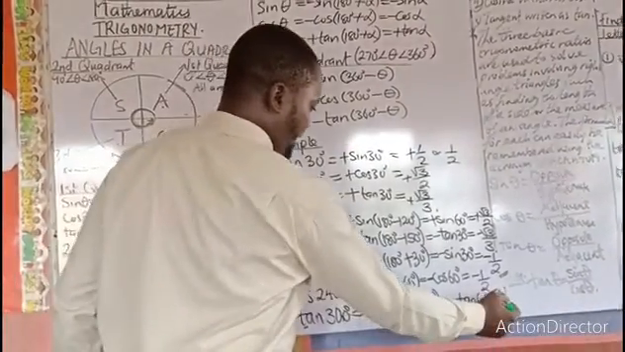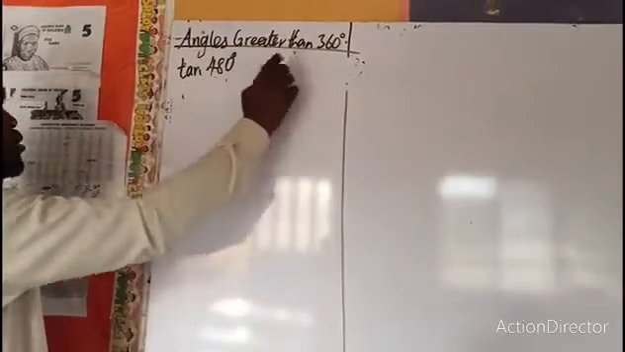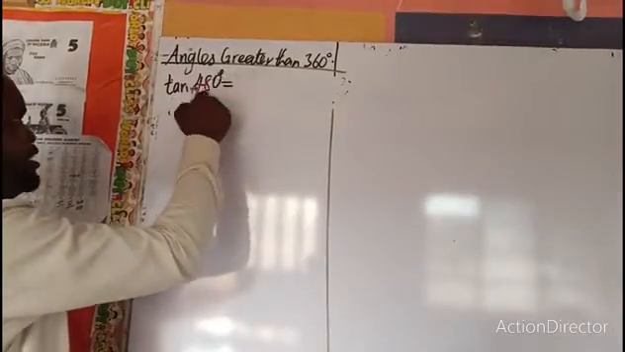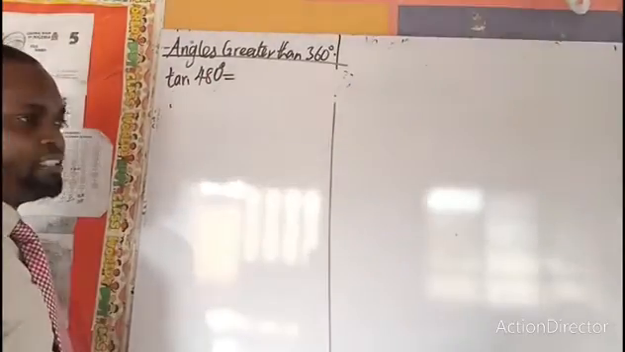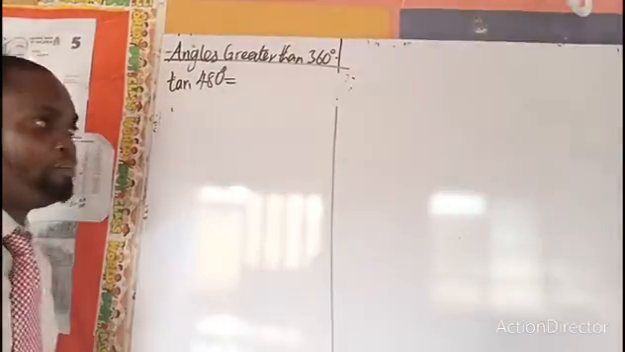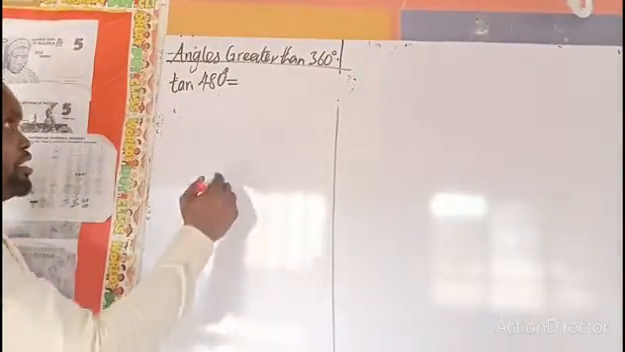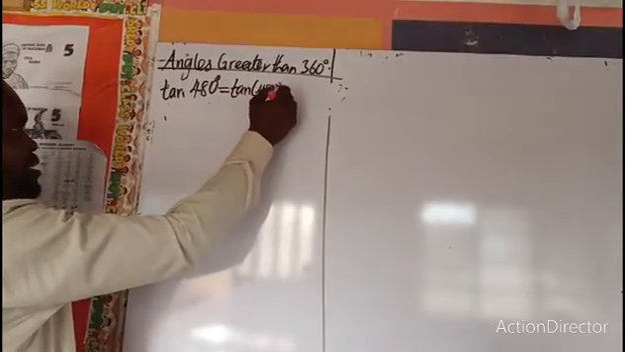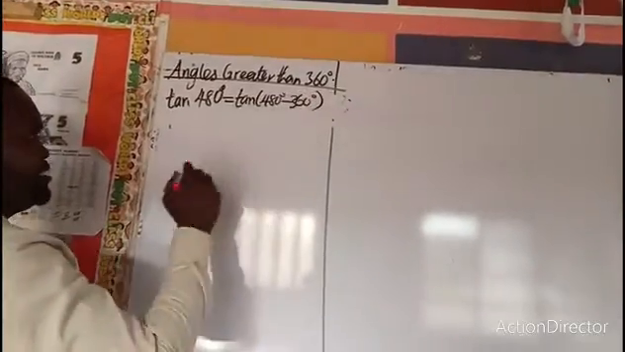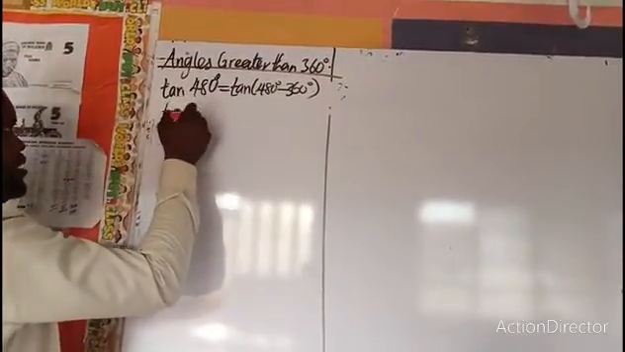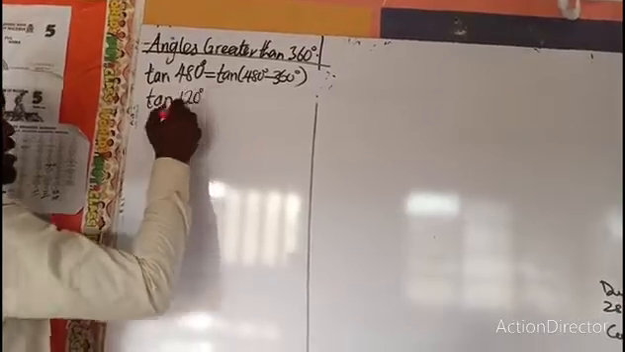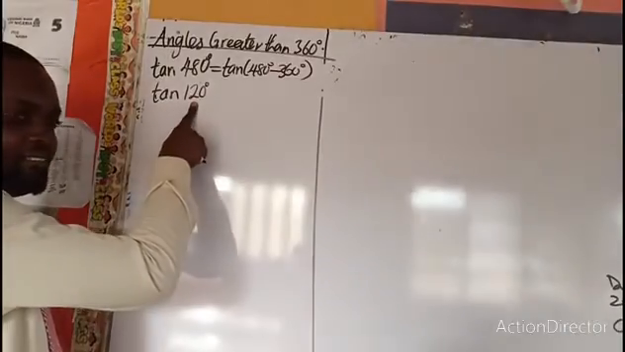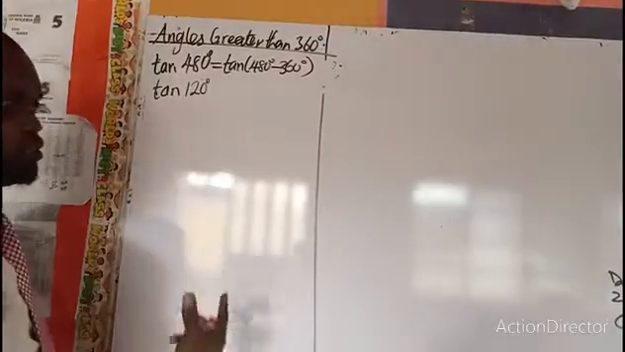Now, for angles greater than 360 degrees, what do we do? Simple. Just check: for any number greater than 360 degrees, subtract 360 from the number until the number becomes smaller than 360 degrees. So we say tan 480 degrees minus 360 degrees. 480 minus 360 gives us 120 degrees. Now 120 degrees is smaller than 360 degrees.